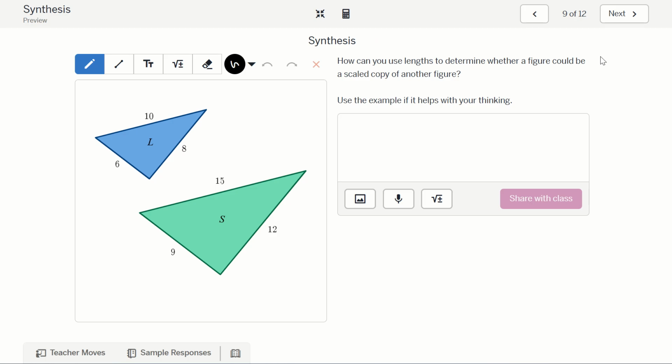Okay, ladies and gentlemen, is this scaled or not? What is the scale factor, ladies and gentlemen? 1.5. So again, you guys could have done 15 divided by 10. Realize it's 1.5. 12 divided by 8 was also 1.5. 9 divided by 6 was also 1.5. Hopefully in your notebook you wrote that it's scaled and how you figured out it was scaled.